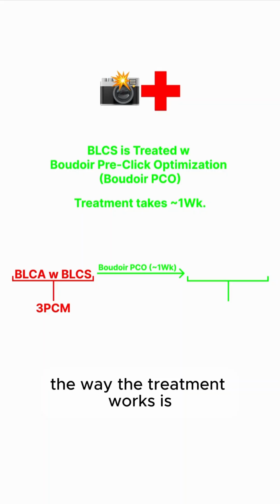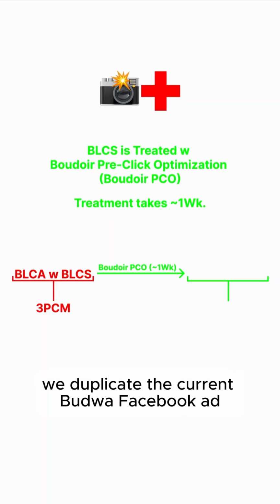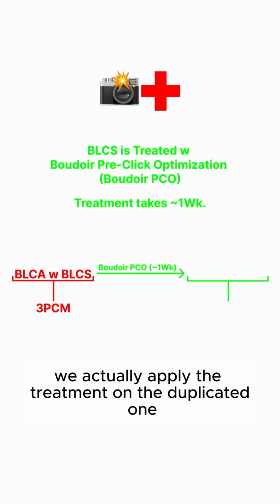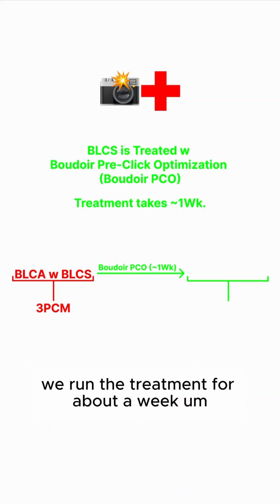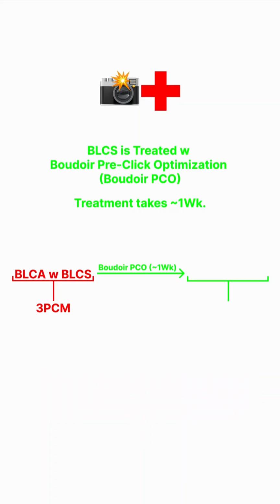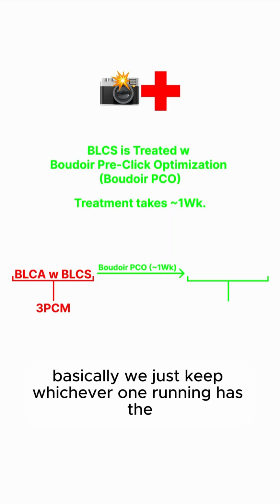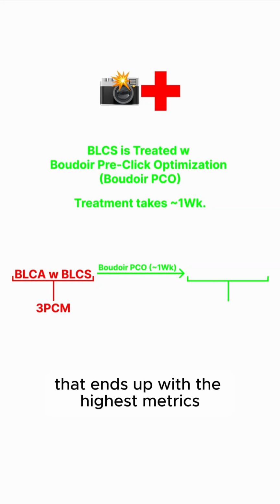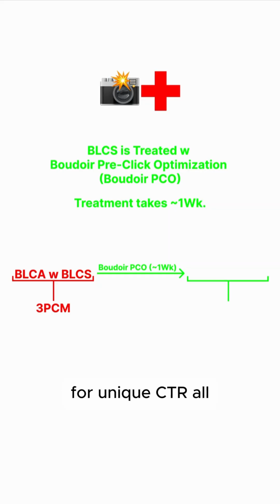The way the treatment works is we duplicate the current Boudoir Facebook ad, and we leave the original. We apply the treatment on the duplicated one. We run the treatment for about a week. After about a week, we just keep whichever one is running with the highest metrics. And it's always been the Boudoir Pico treated ad that ends up with the highest metrics for unique CTR all.